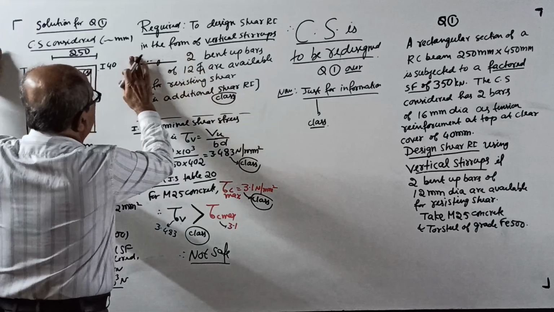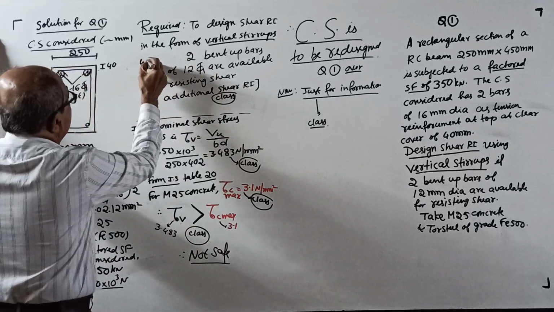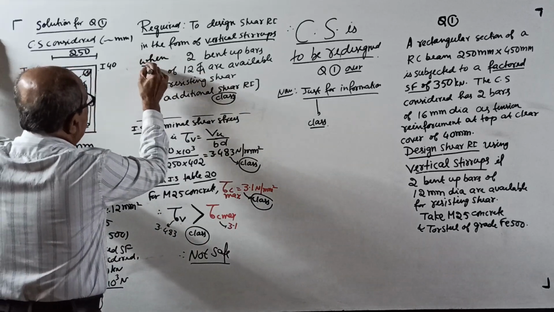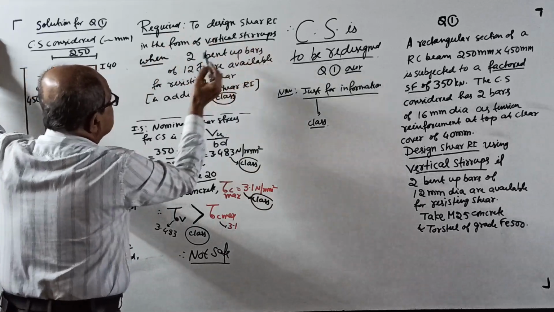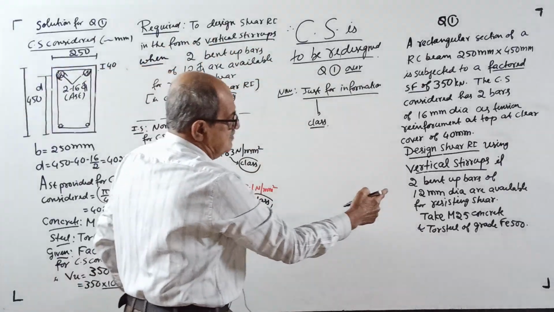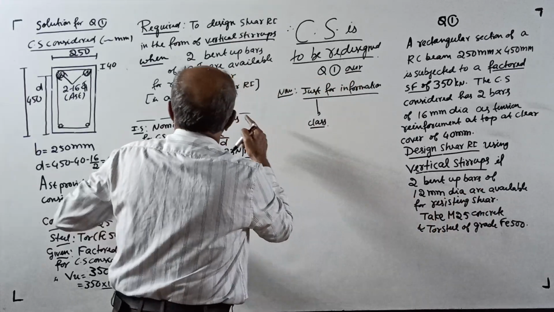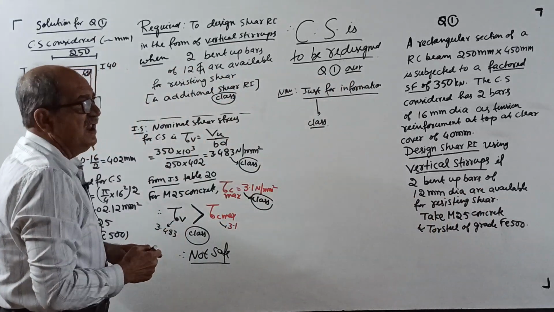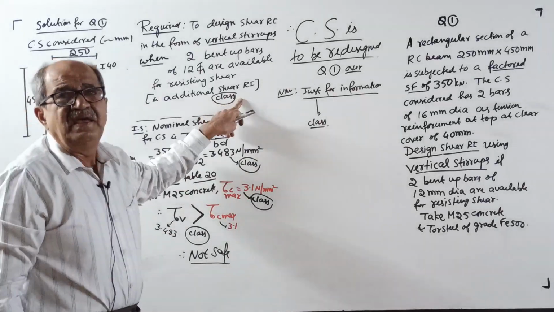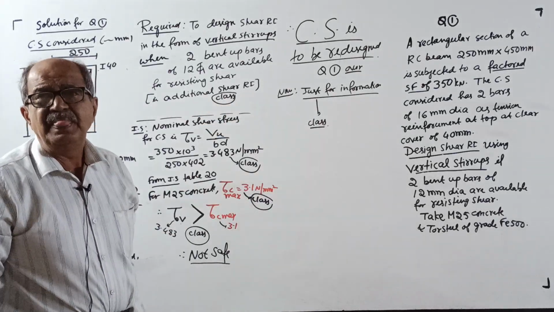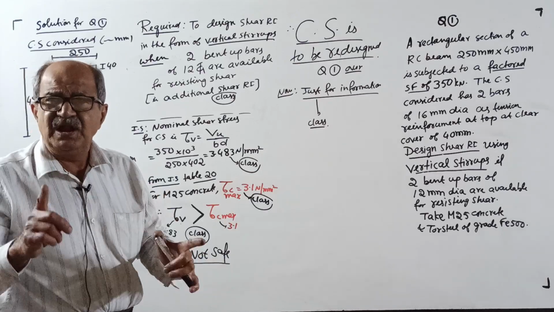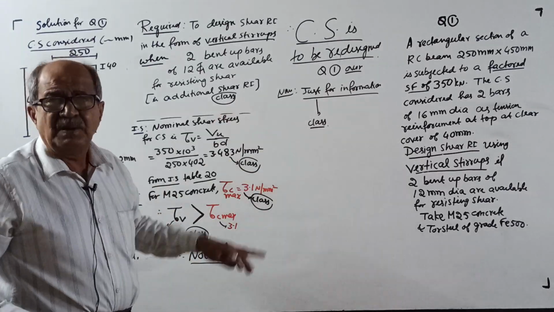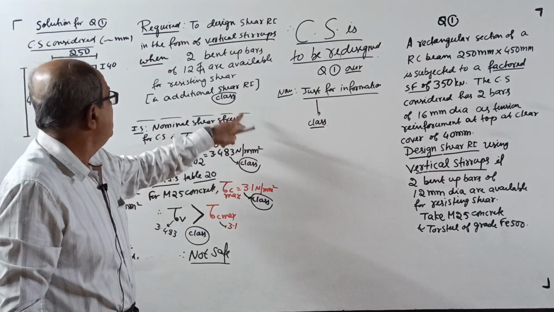Okay, it's also given here. When two bent up bars of 12 mm diameter are available to resist shear, that is additional shear reinforcement. Class, this is only additional, it is not the main. Main is always vertical stirrups. Some extra support or extra help comes from this one.